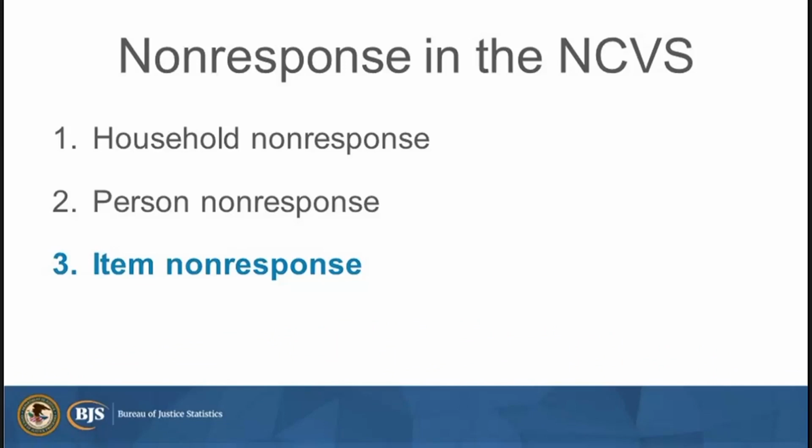There are three types of non-response in the NCVS: household non-interviews, person non-interviews, and item non-response. This video provides an explanation of item non-response. Household and person non-interviews are explained in a separate NCVS Knowledge Corner video.